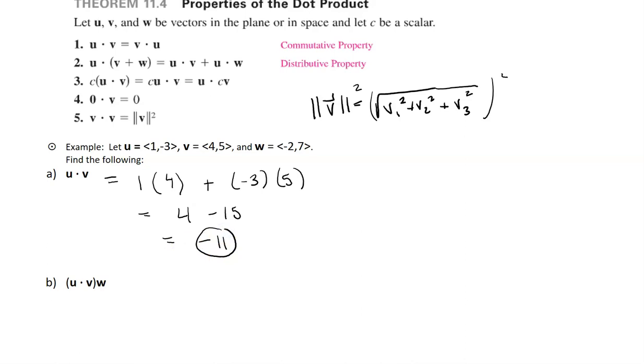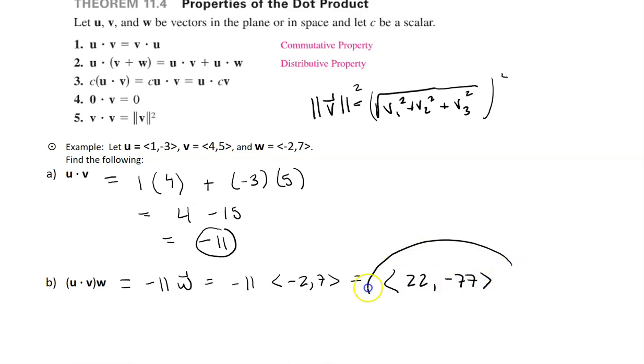u dot v times w. Now it's important to understand what's going on here. u dot v is a scalar. w is a vector. So this is a scalar multiple of a vector. And we already know that u dot v is -11. So that's -11 times -2, 7, which is going to be -11 times -2 is 22, and -11 times 7 is -77. So we have 22 and -77 as our answer.